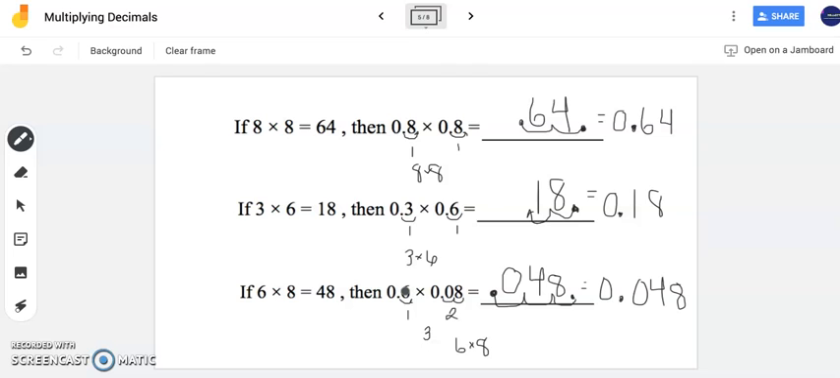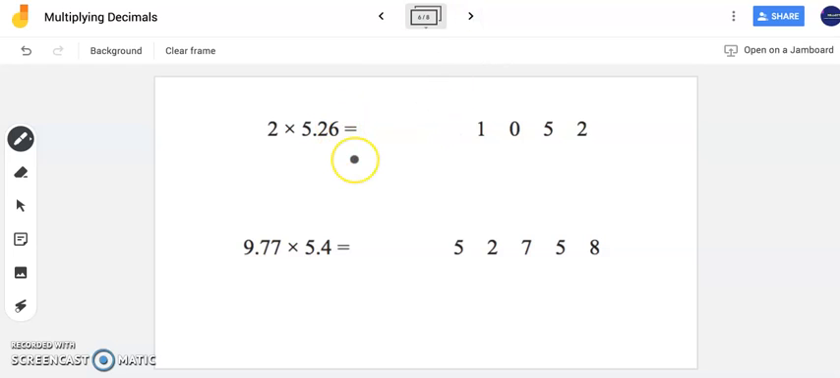And by dividing, you're moving that decimal point to the left. And that's going to help you determine where your decimal point is going to go in your final answer. Now for these problems here, they actually gave you the answer, but the answer has no decimal point in it. So they're telling you that 2 times 5 and 26 hundredths is going to give you an answer of 1052. However, that's not your answer because you're missing the decimal point.